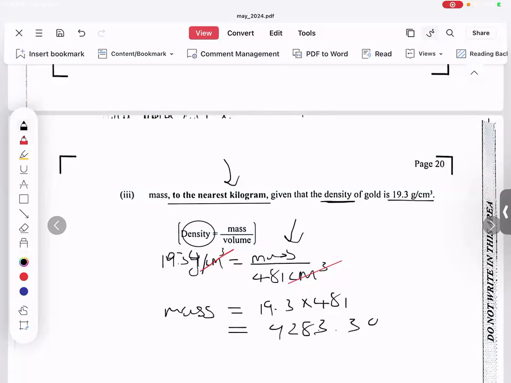And that is grams, not true? But what did they say they want the answer? Sir, you sure? I checked it myself, 19.3 times 481. I'm getting the same thing. It's right, sir. 9283.3. All right, good. So it is in grams, but we want it in kilograms.